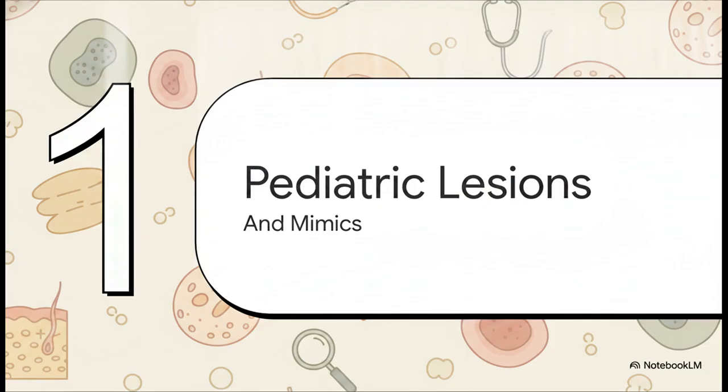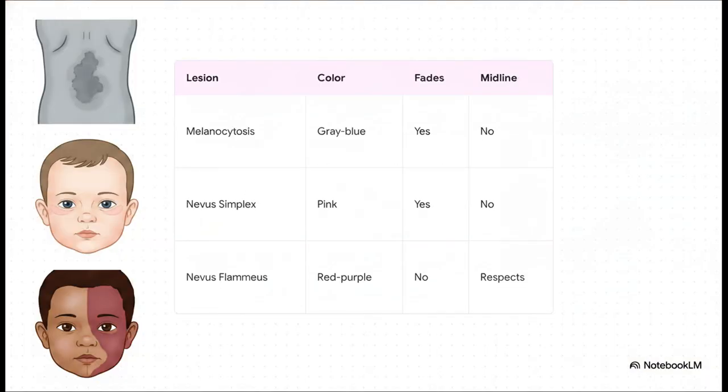Presentation and timing are exactly how you'll differentiate common pediatric dermatologic lesions on test day. You need to differentiate these 3 lesions for the exam. First, congenital dermal melanocytosis presents as gray-blue patches that eventually fade. Compare that to nevus simplex, which is a blanching pink patch, usually on the eyelids, glabella, or nape of the neck, and it also fades. Then there's nevus flammeus, the classic port wine stain. That one is a red-purple patch that respects the midline and does not regress over time.